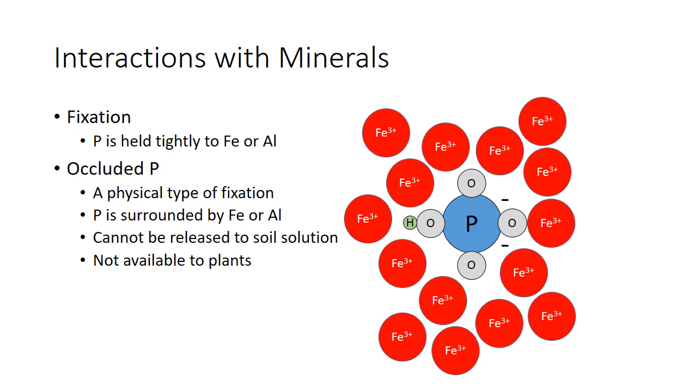Now, one thing that can also happen is that phosphorus can become tightly held with the iron and aluminum, or it can become occluded. And occluded means that it's physically fixed to the mineral. So the iron or the aluminum, as it precipitates, can basically cover up the phosphorus and make it not available until the iron and aluminum are broken down as the mineral weathers. So this is not available to plants, and it's likely not going to be for many years, if not many centuries or millennia.